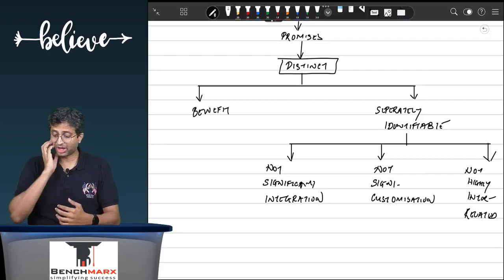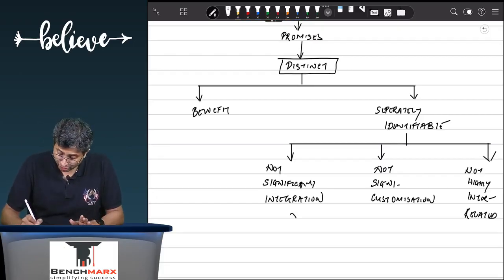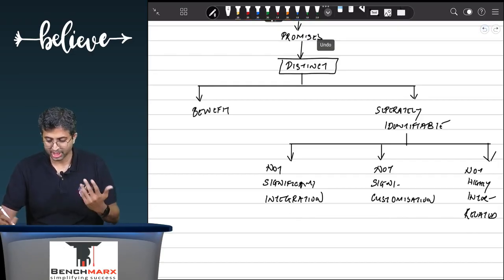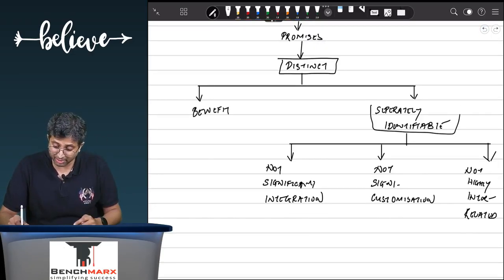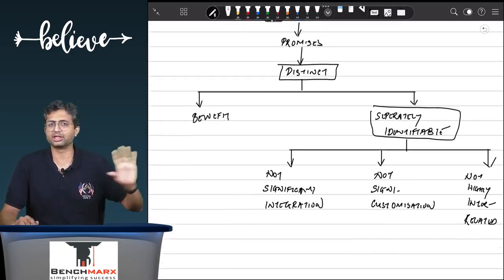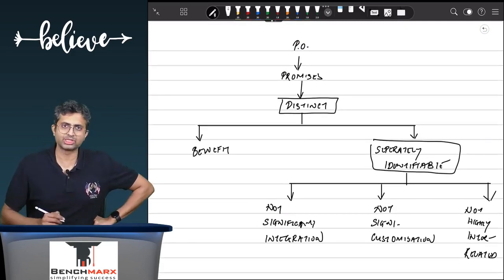So over here you have to very clearly figure out whether all of these conditions are not satisfied. I mean, as in, it should not be a significant integration, it should not be significant customization, not be highly interrelated, in which case they are separately identifiable, in which case there will be different promises. And if they are different promises, then they are different performance obligations. So this is about a single promise which is distinct.